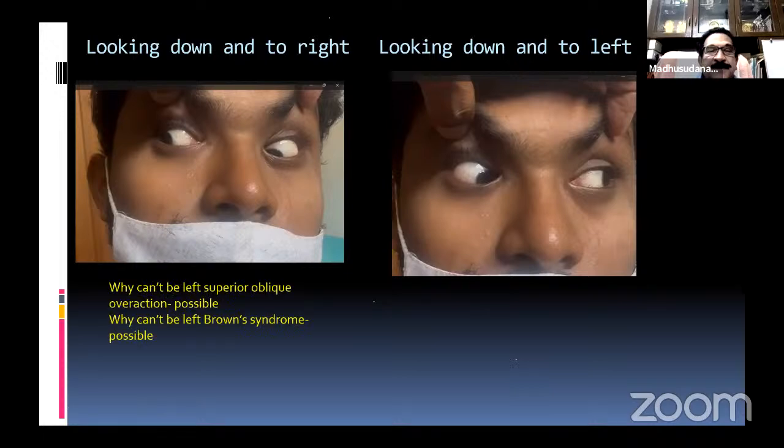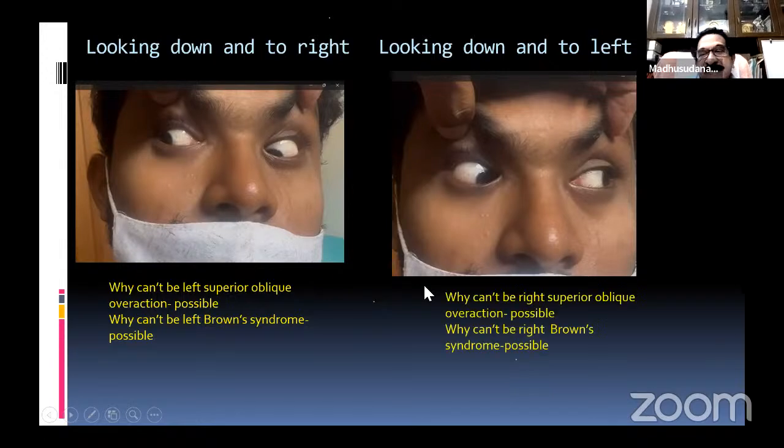Question now: why can't we say left superior oblique overaction here? And why can't it be right superior oblique overaction? There are two other conditions, oblique overaction and Brown syndrome. Look at the left picture and the right picture. When the right eye is lateral, the left eye is down and deviates inside, that can occur due to superior oblique overaction.